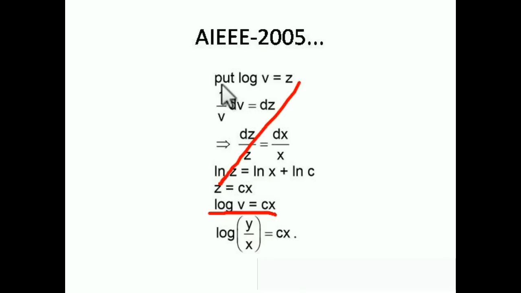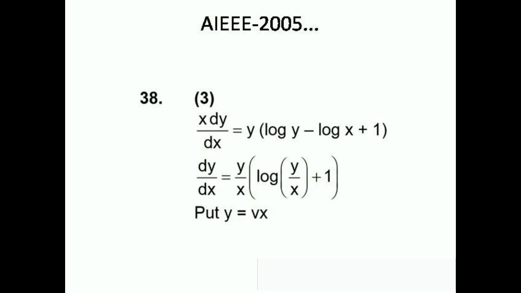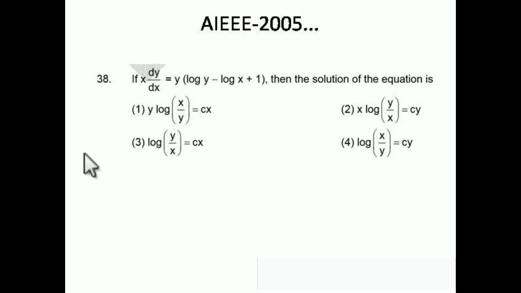Okay, understand? You can do this method if you find it easier, but this is a very shortcut method. So directly we can say log v is equal to c into x, v is equal to y by x. So log y by x is equal to cx. So this is my right answer. Answer option number 3 is my right option. Log of y by x is equal to cx.